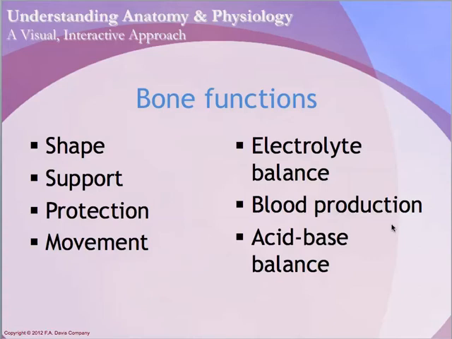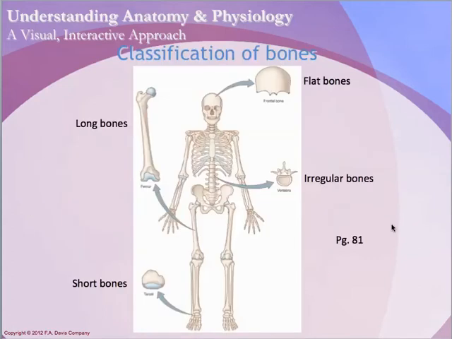And they also play a role in acid-base balance. Bone can absorb and release alkaline salts to help maintain a stable pH. Not as much so as the lungs and the kidneys, but it does play a small role in it. Some of the classifications of bones, we have flat bones, irregular bones, long bones, and short bones. And if you look on page 81 in your book, you'll see this same picture there.